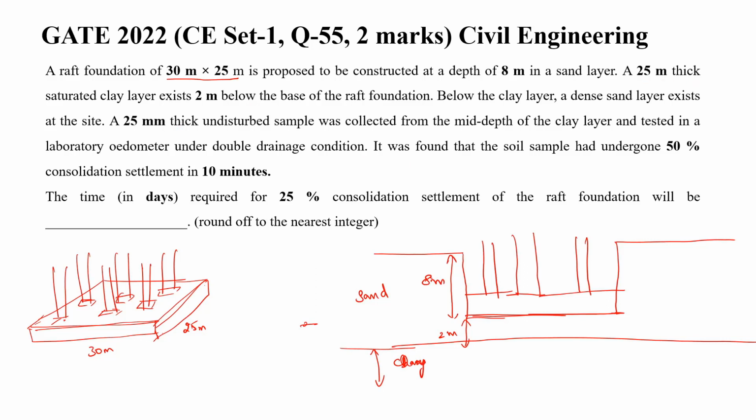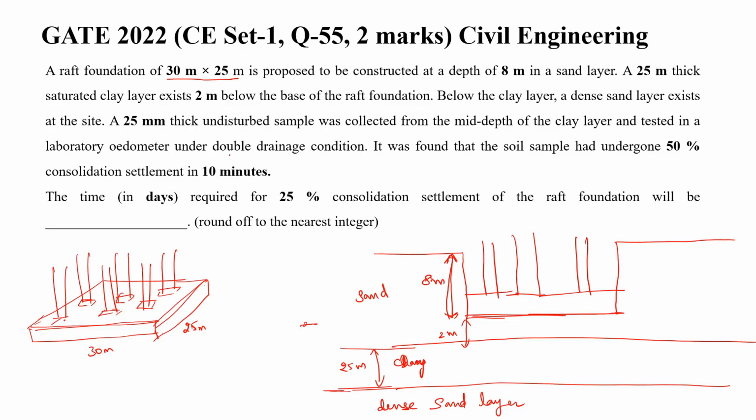25 meters. So anyway, this is not up to the scale. You may think that this is 8 meter, this is 2 meter, it cannot be 25 meter, but it is not to the scale, but it is okay. Let us consider this is 25 meter. Okay, so this is clay layer. Now below that clay layer, again a dense sand layer exists. Okay, this is again dense sand layer. It is not mentioned in the question what is the depth of the dense sand layer below this. It doesn't matter then.